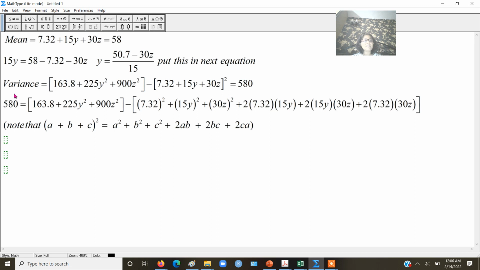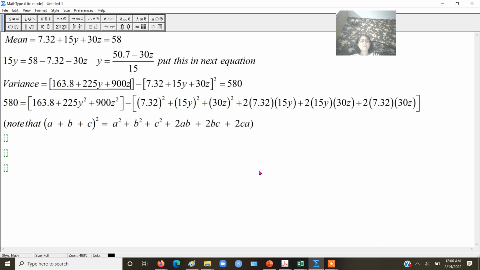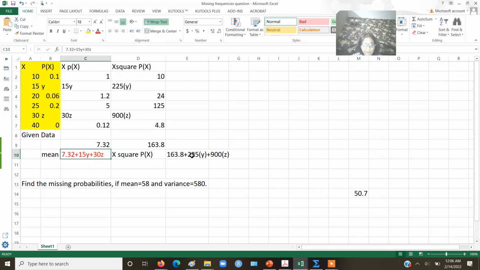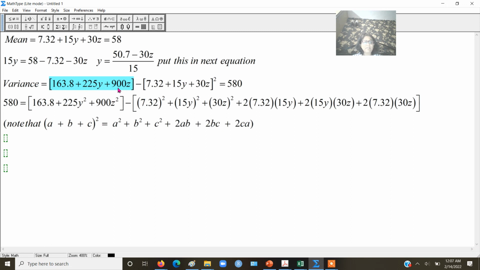Now variance is equal to expected value of x square, which I said is a typo, we shouldn't have squares here. Yeah, so you can see this is the expected value of x square, and how we calculated it. Expected value of x square is 163.8 plus 225y plus 900z. So expected value of x square minus the square of the mean, and the mean we calculated, this is the expression.